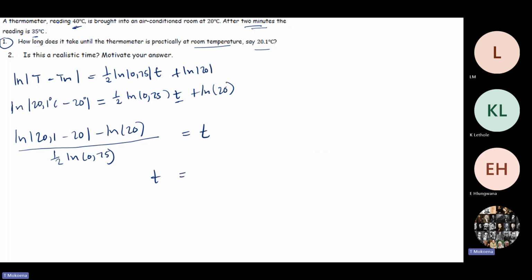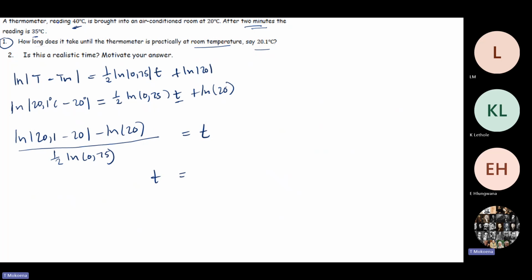So let's see what will be our T then. I'm going to say fraction 2 into bracket ln of 20. Why am I pressing log? Ln of 20.1 minus 20, divide by this ln of 0.75. And then on my calculator, did I press this correctly though?